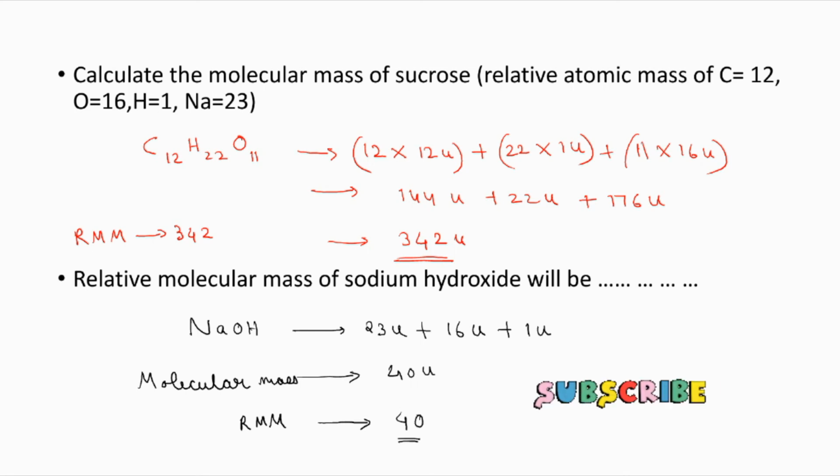Got it? For your exam, hardly you will be getting questions like this only to calculate the molecular mass and relative molecular mass, but it will be a part of a bigger problem only. So that time we will have to calculate this molecular mass correctly. Only because of that we have done the problem.